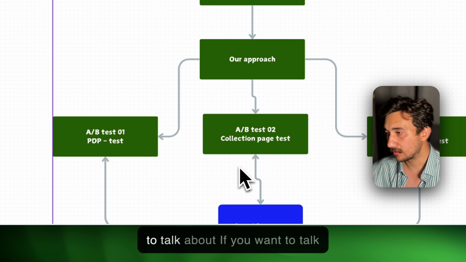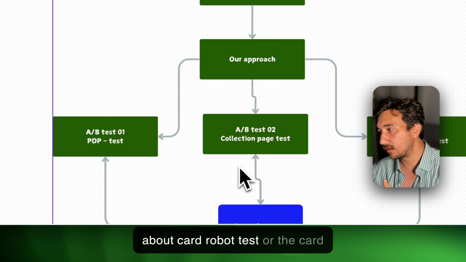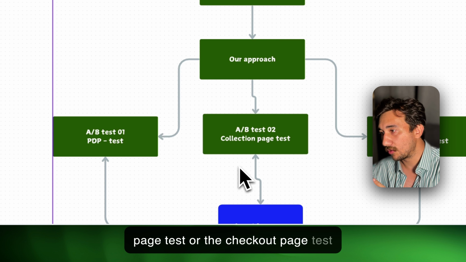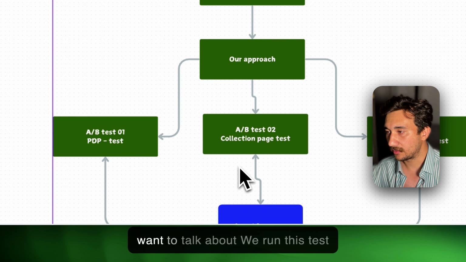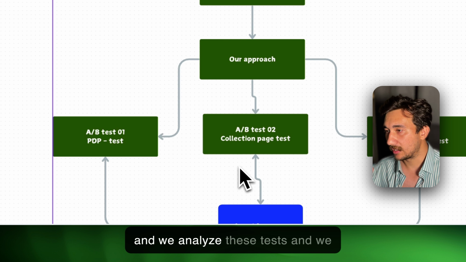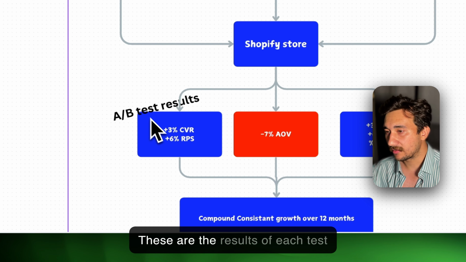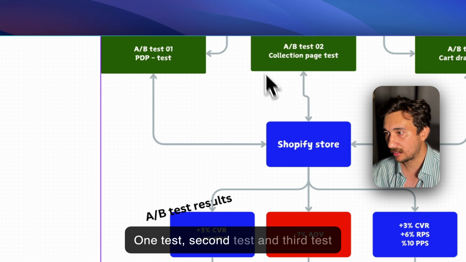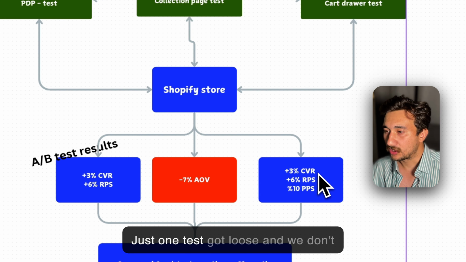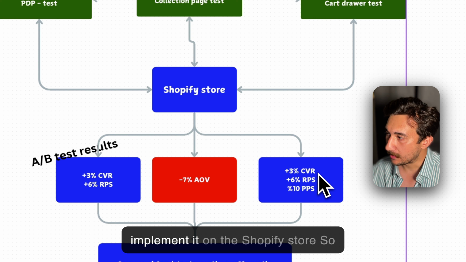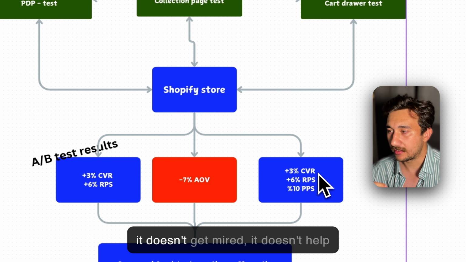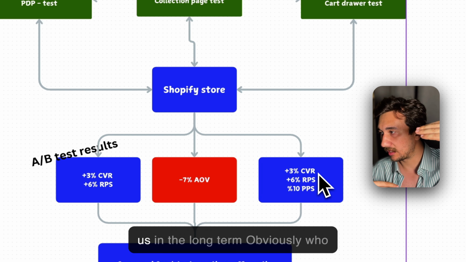If there are other tests we want to talk about, there are cart drawer tests, cart page tests, or checkout page tests. These are some of the tests I want to talk about. We run and analyze these tests, and we find out that some tests win. These are the results of each test: one test, second test, and third test. Just one test lost, and we don't implement it on the Shopify store, since it doesn't get measured and doesn't help us in the long term.